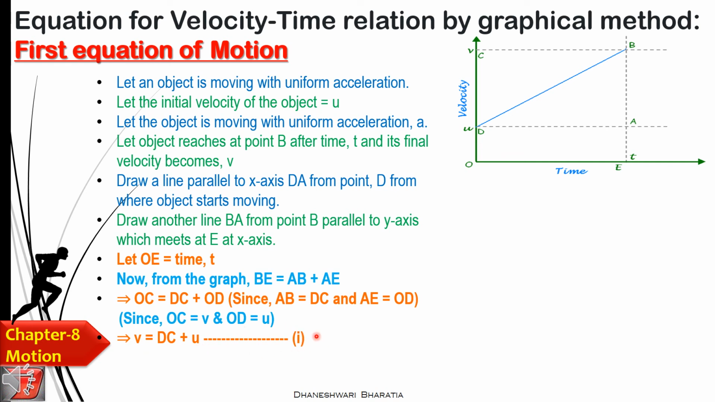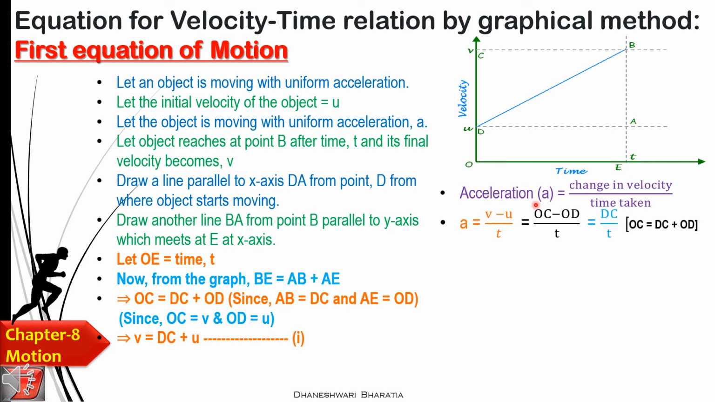Now we know the meaning of acceleration. It is change in velocity per unit time, right? A is equal to V minus U upon T. We already know about this. Now what is V here? It is OC. And what is U here? It is OD. So OC minus OD upon T. And we know that OC minus OD is DC. From this equation we can conclude this.